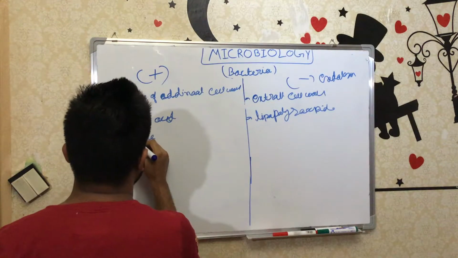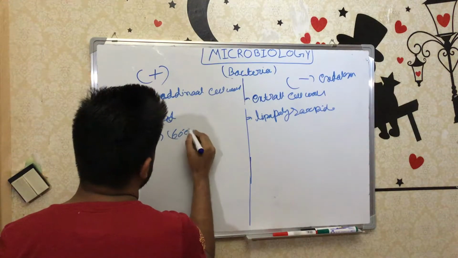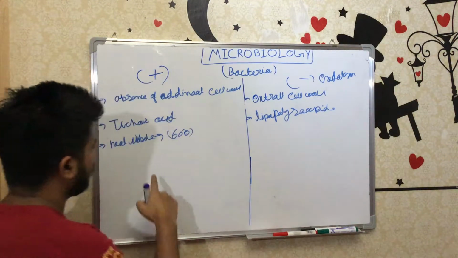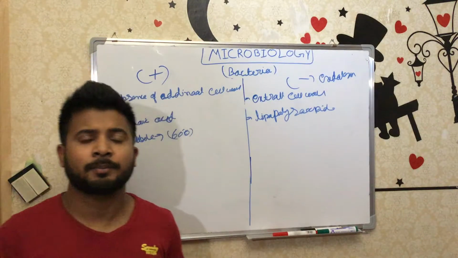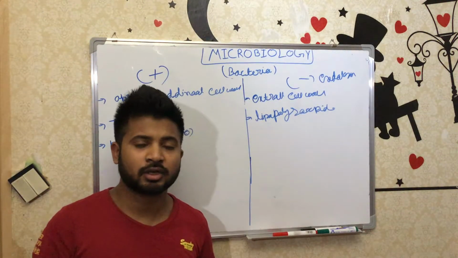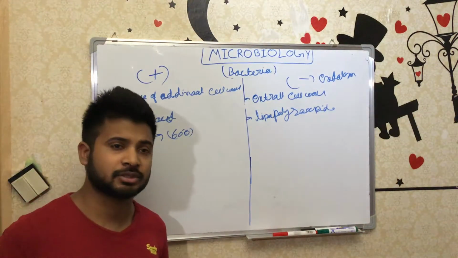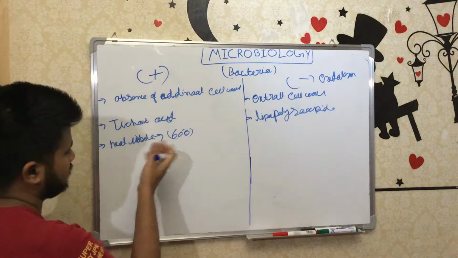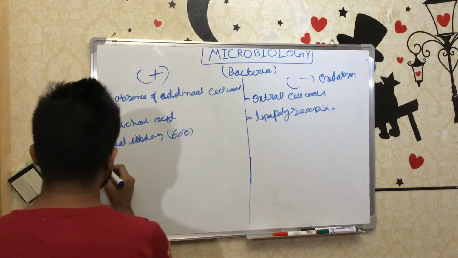Heat labile means that at 60 degrees Celsius the bacteria can be killed, because it doesn't have any extra layer. It is just made of protein, we can say polypeptide. The layer is part of the protein, and protein can be denatured by heat. That's why, being heat labile, within 60 degrees Celsius the bacteria can be killed.